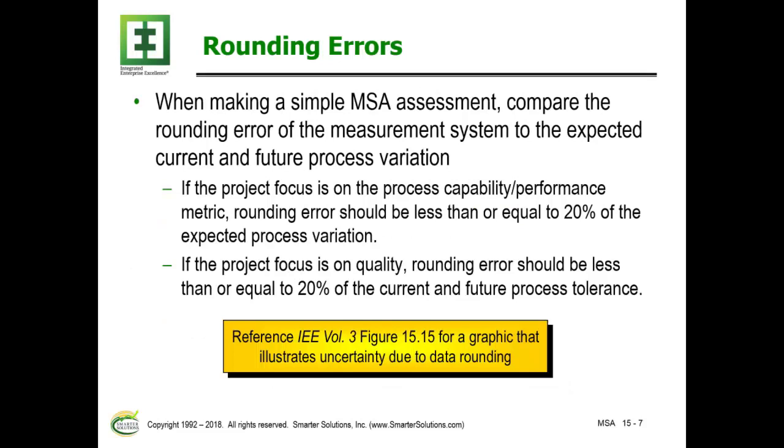Rounding errors can be a big deal because they add a certain level of uncertainty, and I talk about that in volume 3 in figure 15.15. It shows a graphic of what that implication is. A lot of times, if the error is less than 20% of the type of measurement that you're looking at, we'll say, well, it's satisfactory, although that's still not as good as we'd like it to be. But rounding errors can be a real culprit in the uncertainty of the measurements that we have as an output.